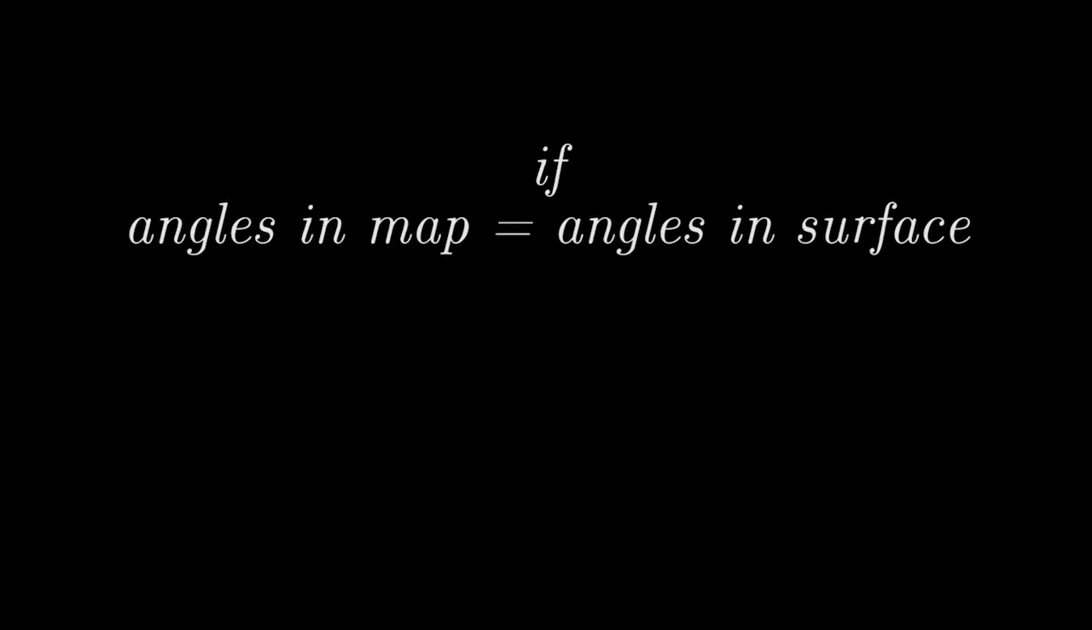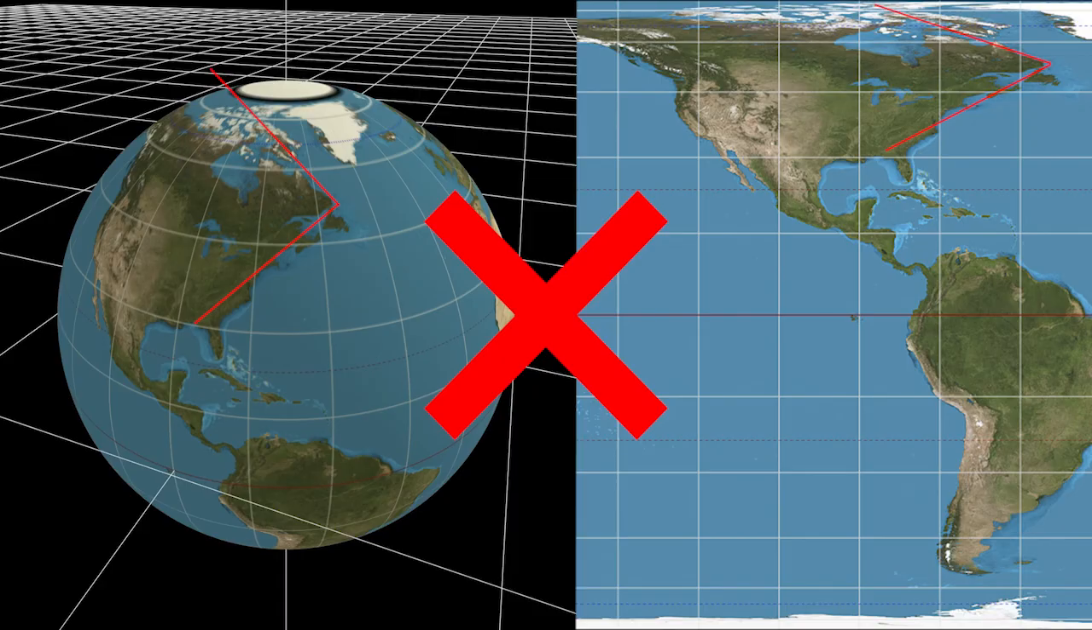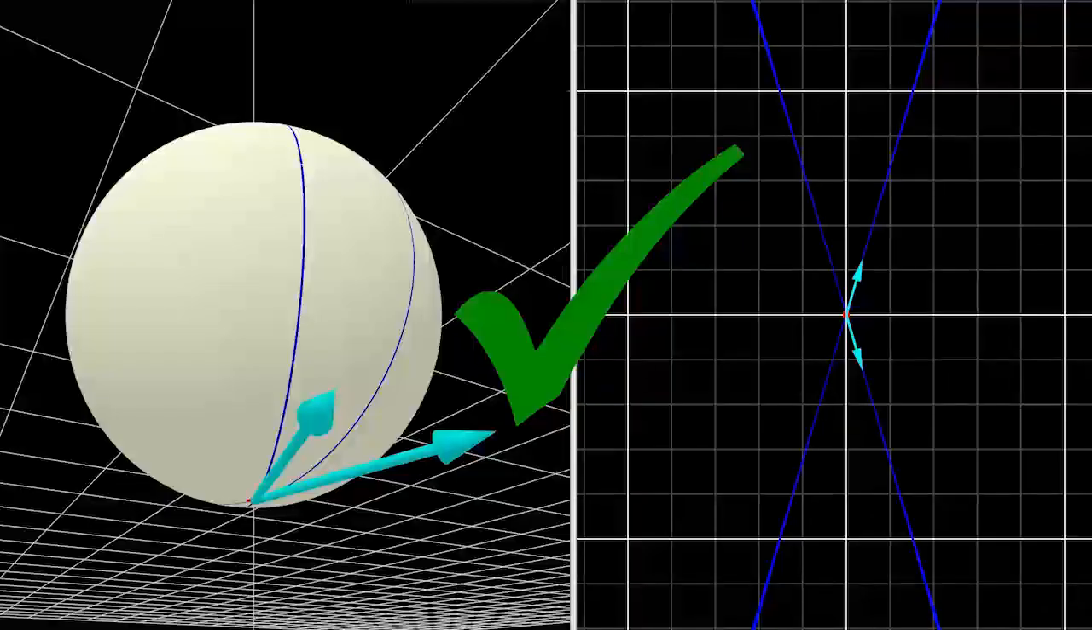Well, yes, but it's just because the stereographic projection has a very special property. Maps in which the angle between any two vectors in it is equal to the angle between the corresponding vectors in the surface are called conformal. The Archimedes projection is not conformal. As we saw earlier, the stereographic projection is.